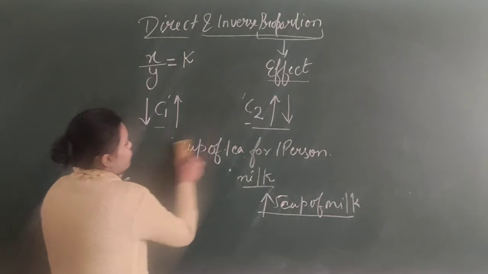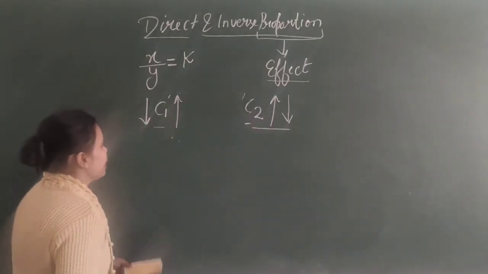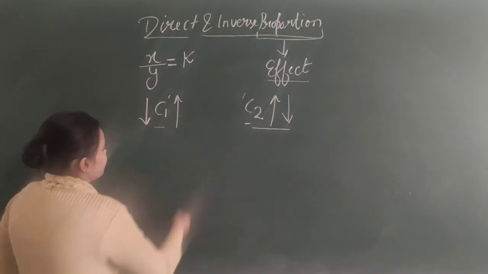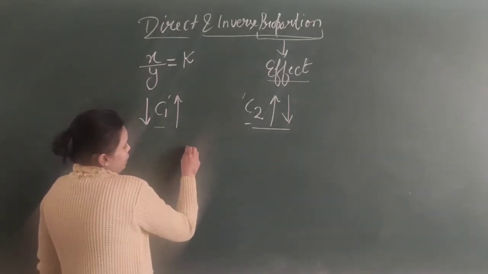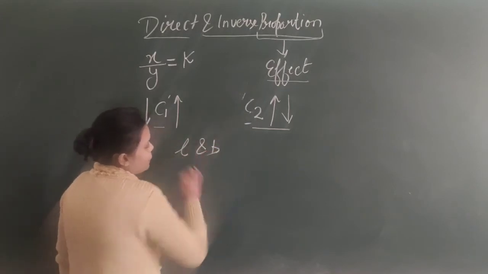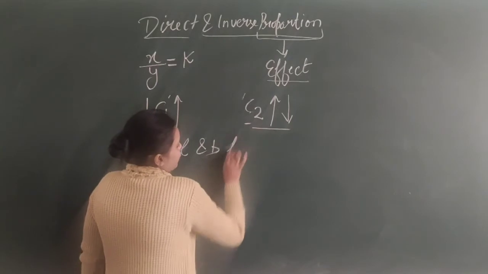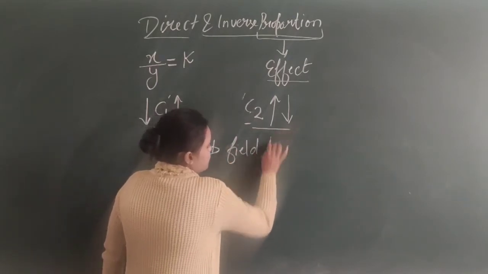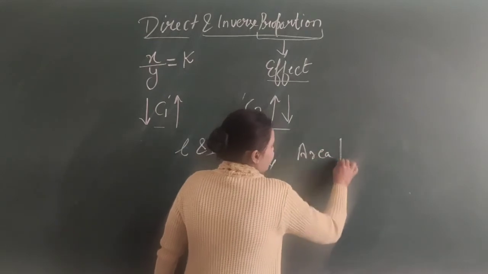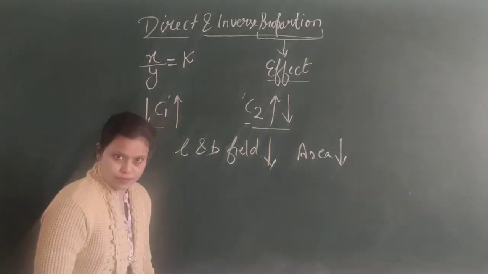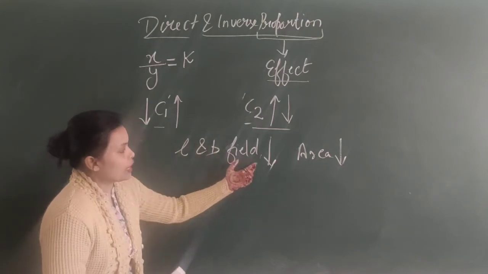Let's take another example for decreasing. Decreasing can be like, if the dimensions, like length and breadth of any field, are decreasing, the area will also decrease. Okay? The length and the breadth of any field.